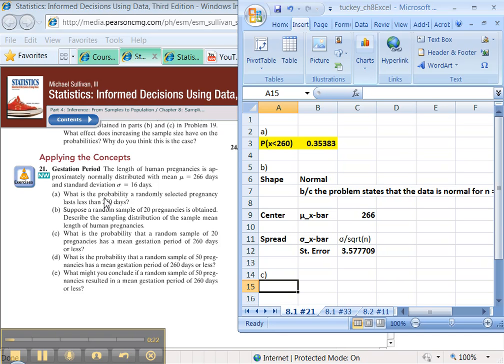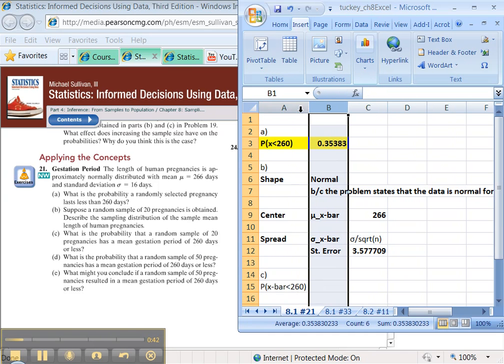In part A, yes, we did, but that was for a single woman, a single pregnancy. Now I'm talking about taking an average of 20 random pregnancies. What's the probability that their mean, their average, is less than 260? All right, so I'm talking about the probability that X bar is less than 260, not X anymore. I'm talking about an average now.